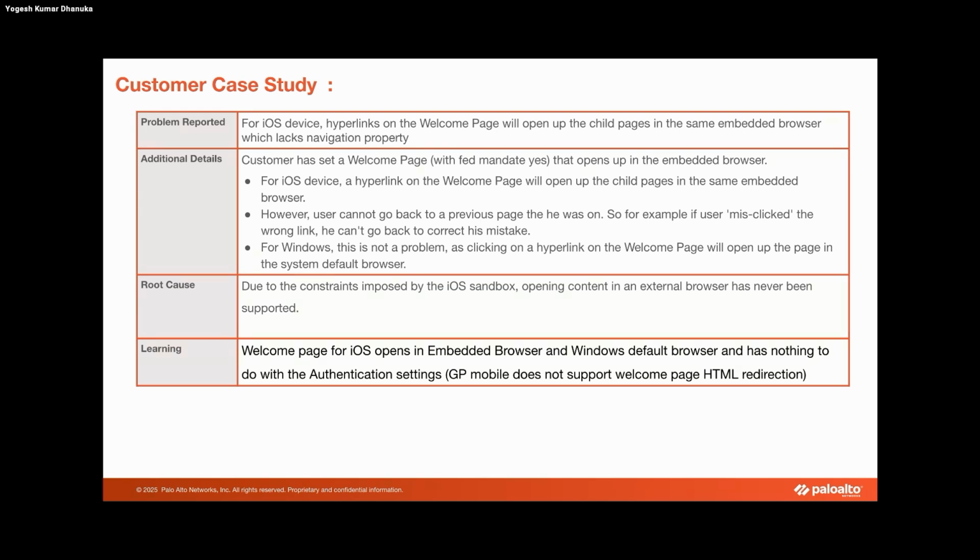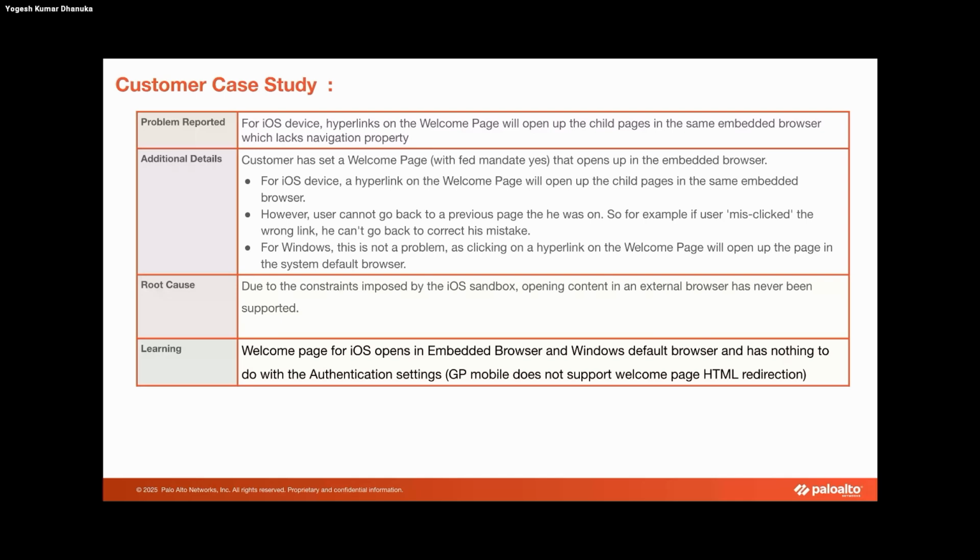The GP is connected, but the user is not able to really do anything, because that embedded browser is not really designed for a much longer user intervention. It's only designed for your authentication. You authenticate, you do the MFA, and then you're done. Now, this is due to Apple and iOS limitations. Once the GP is connected, the welcome page is essentially not supported on iOS, because the GP cannot open it in an external browser, and that's why it doesn't work.